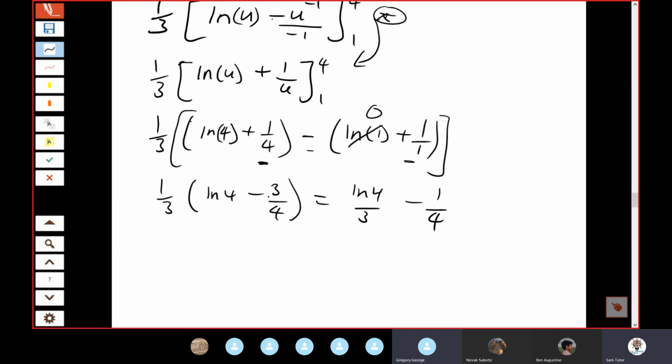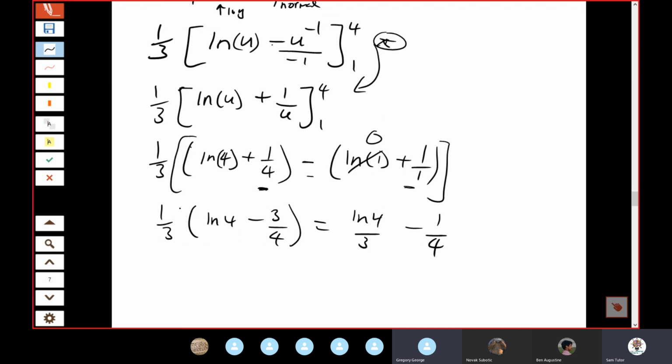Sam, yep. Is it alright if you don't expand the 1 on 3, or do you always have to expand the 1 on 4? No, you have to expand this.